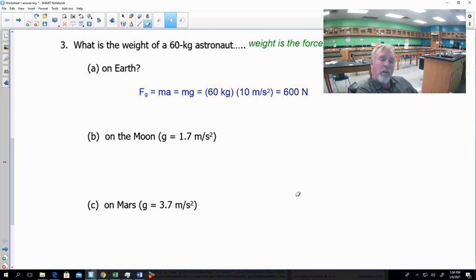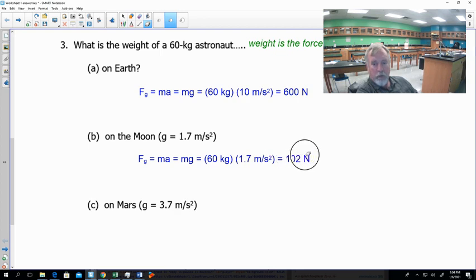But if our astronaut went to the moon, we have to do the same kind of calculation. Force of gravity is mass times acceleration, mass times the gravity on the surface of the moon. Here it tells us that the gravity on the surface of the moon isn't 10, it's 1.7. So we're going to take our 60 kilogram mass, multiply it by the 1.7 meters per second squared, and we're going to see that our astronaut only weighs 102 newtons when she's on the moon.